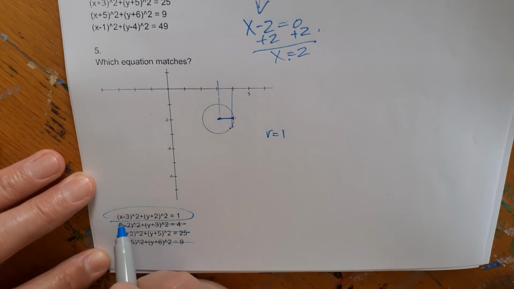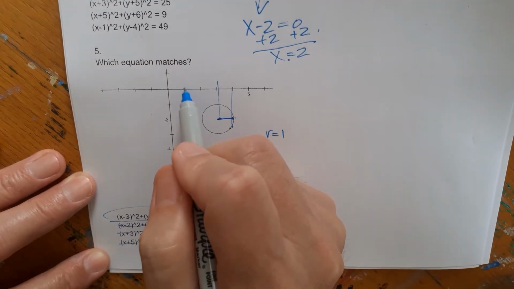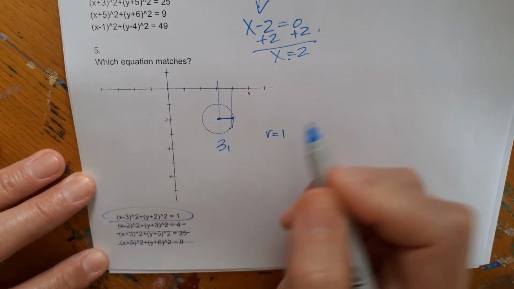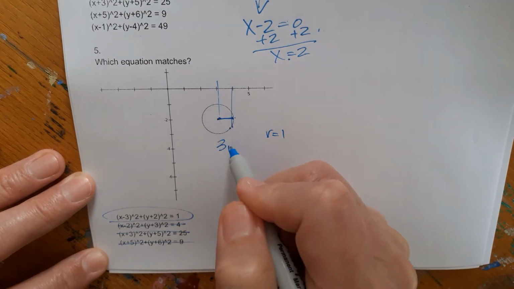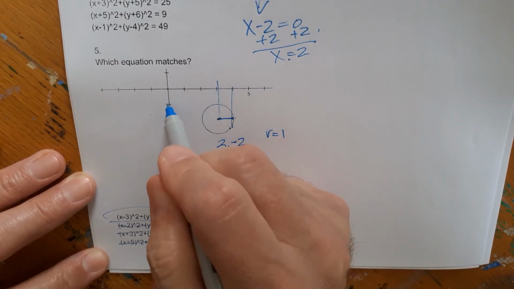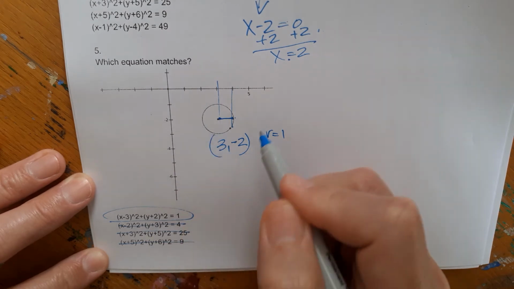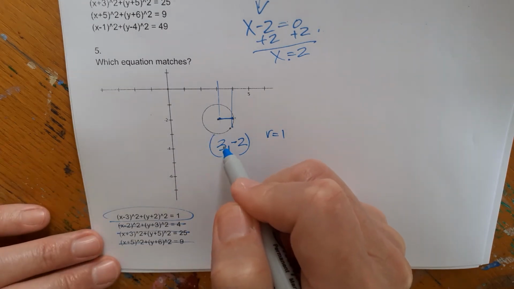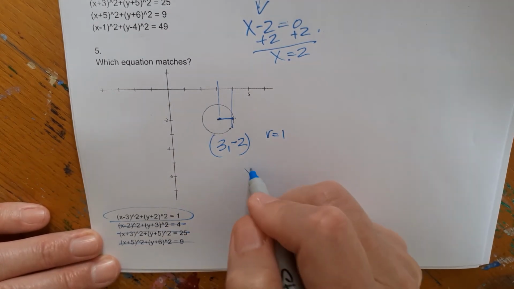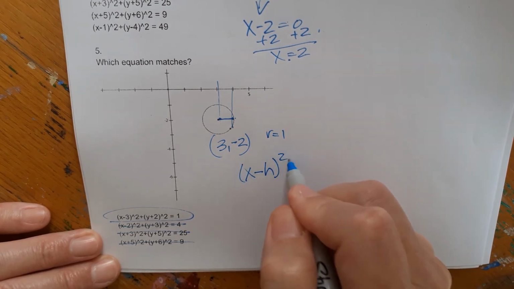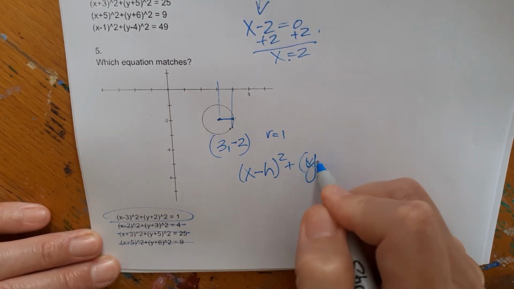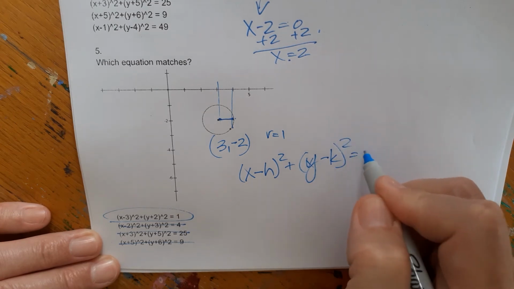Let's confirm it. Let's find the center. The center is 1, 2, 3. So you've got a 3, comma, and minus 3. Minus 2, excuse me. This is down 1, 2. So it's going to be x minus 3, because remember the formula has a minus in it. x minus h squared plus y minus k squared equals r squared.